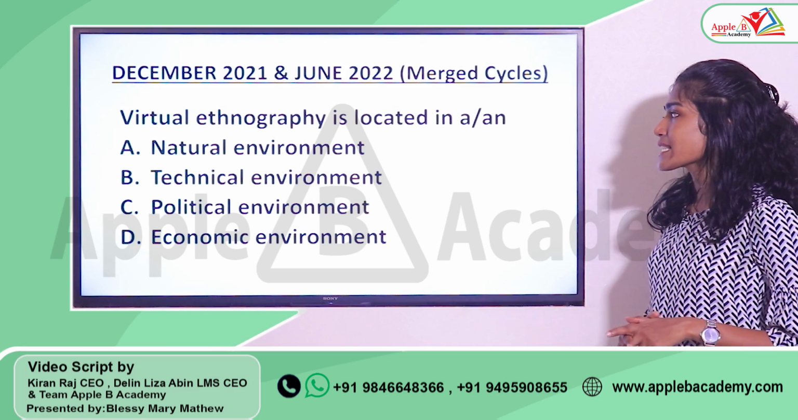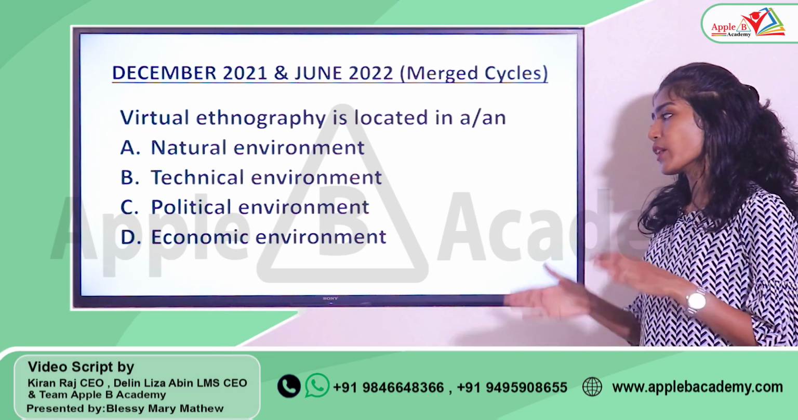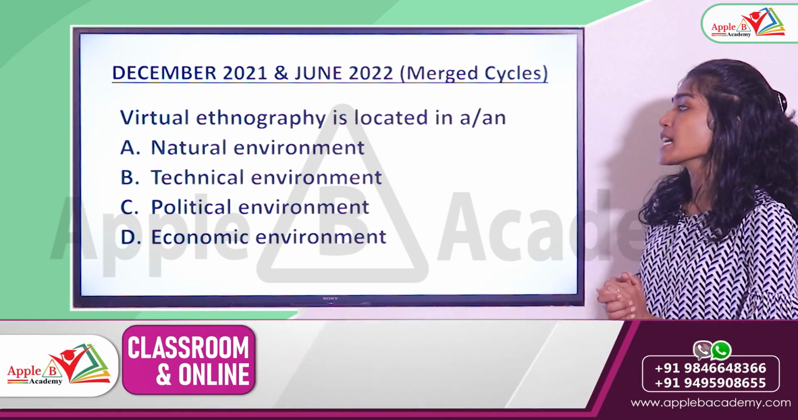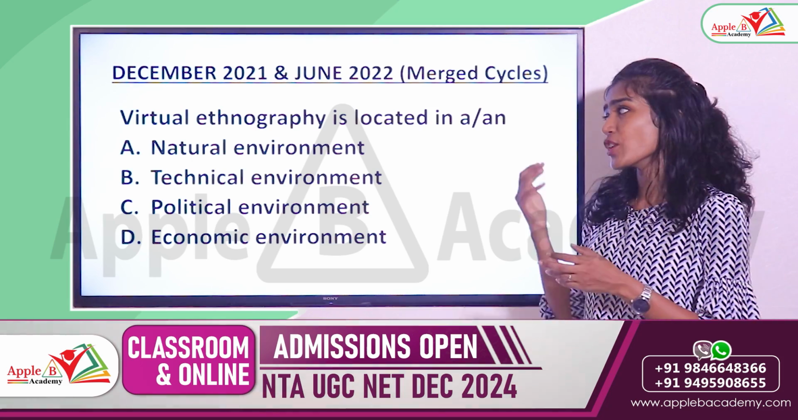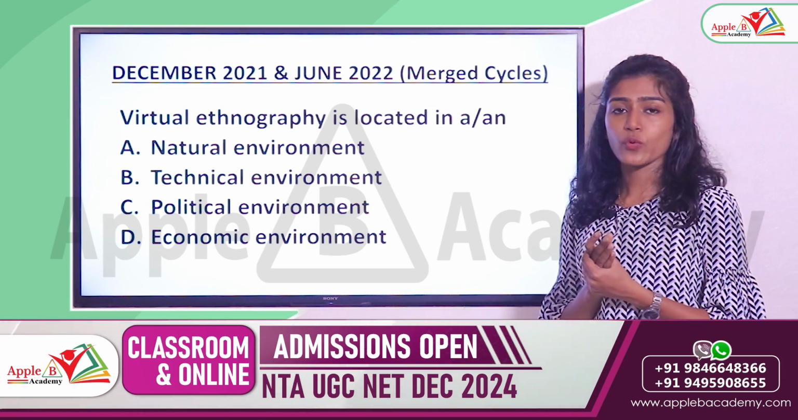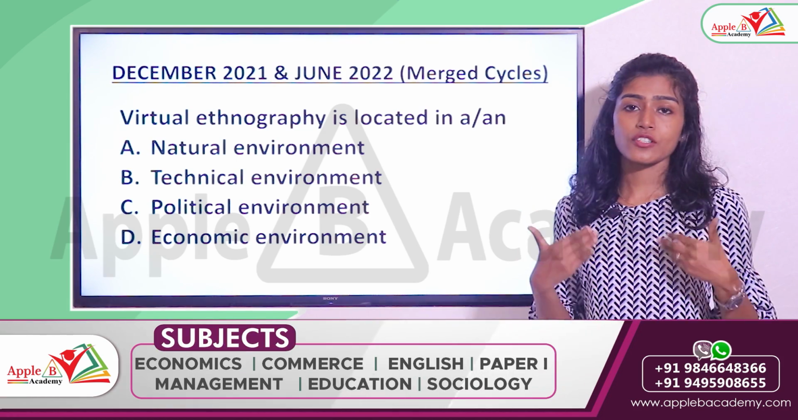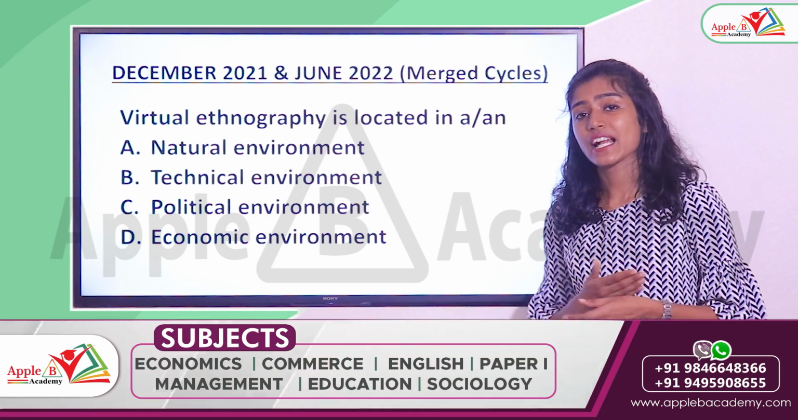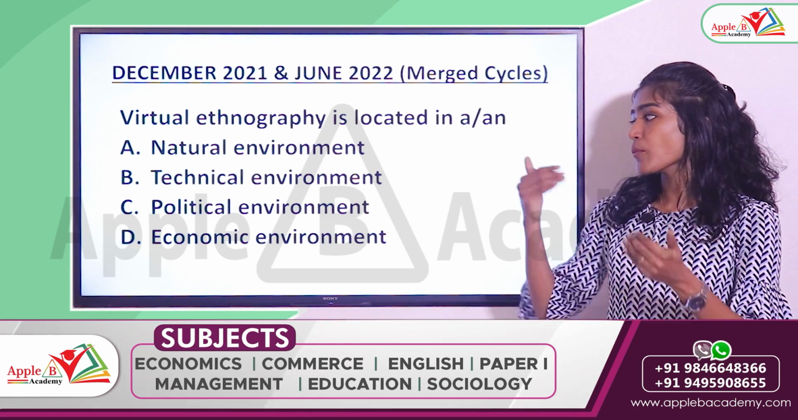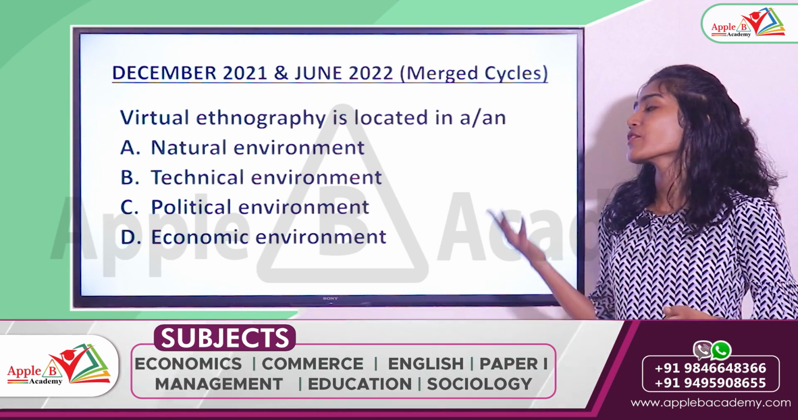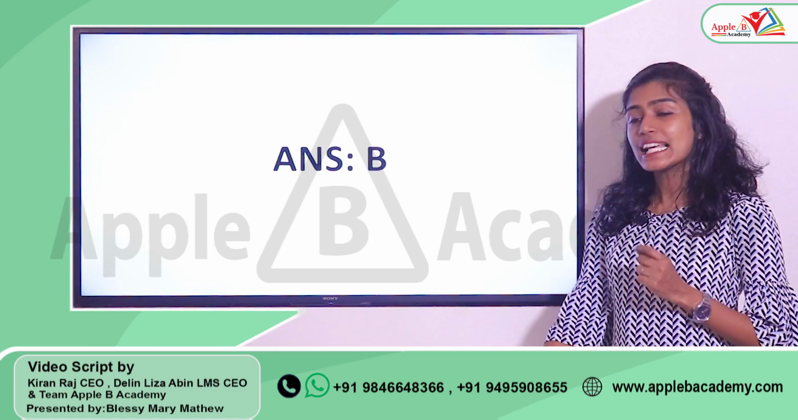Virtual ethnography is located in a dash, and we have the options: natural environment, technical environment, political environment, economic environment. So from the given options, which will be the most appropriate choice you can identify? We already explored what virtual ethnography or digital ethnography is all about. It's a type of ethnographic research wherein we are studying the online communities and their culture. So it happens on the internet. So the most appropriate choice that you can associate with virtual ethnography from the given options is, of course, option B, that is technical environment.